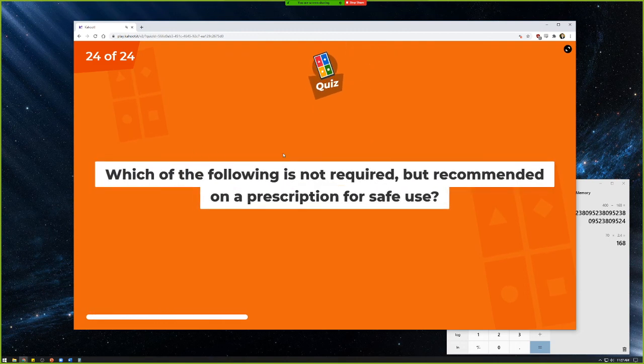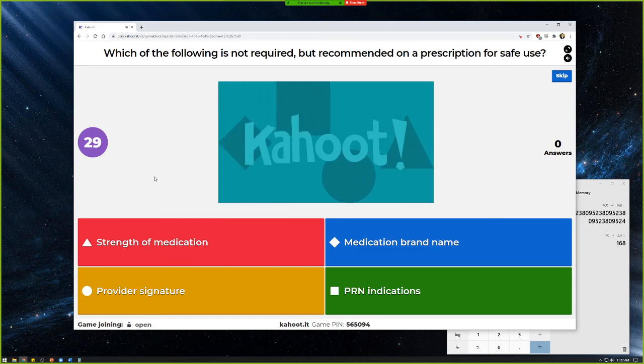And last one, which of the following is not required but recommended on a prescription for safe use? The strength of medication, the medication brand name, the provider signature, or PRN indications. So it's not required but recommended by me mainly.